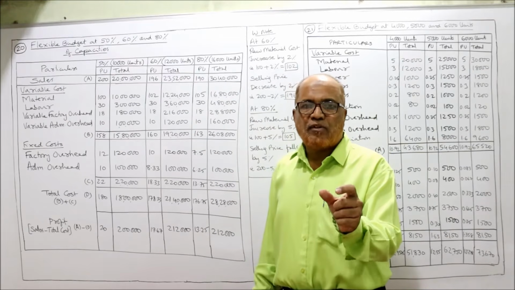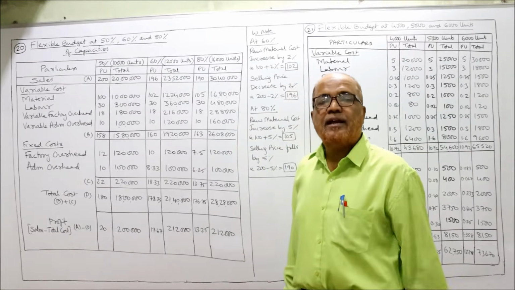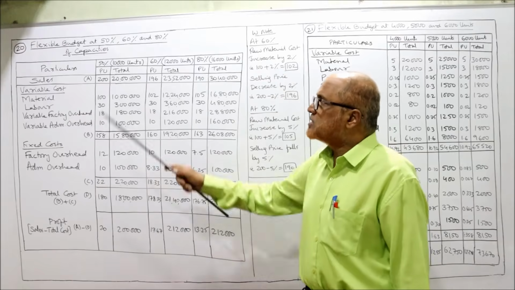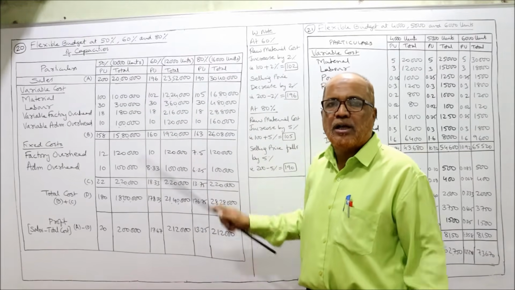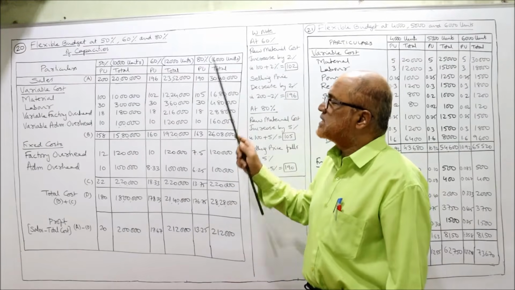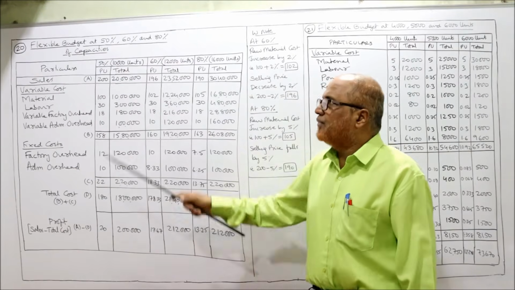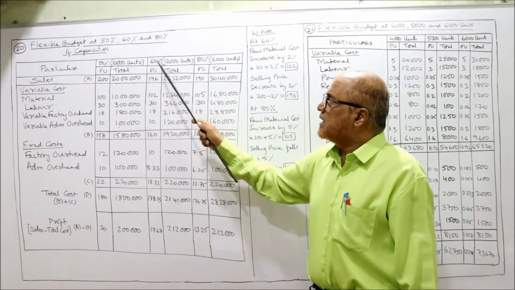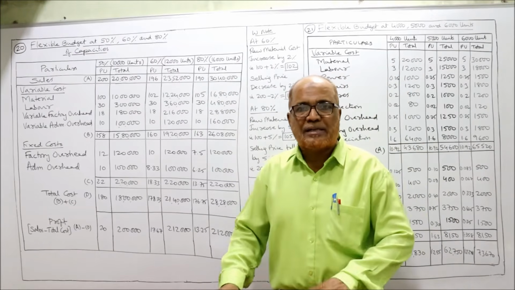We want the number of units at 80%. So 80 by 50 into 10,000, because 10,000 units is there for 50%. Now we wanted 80%. So 80 by 50 into 10,000, you will get 16,000. This is not given in the problem, we have calculated. At 50%, 10,000 units. At 60%, 12,000 units. At 80%, 16,000 units, that's all.